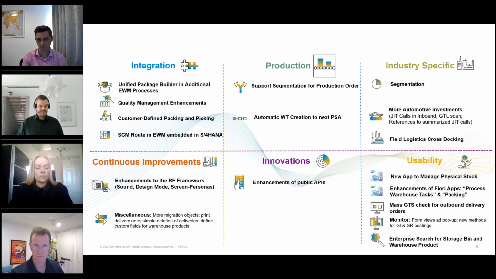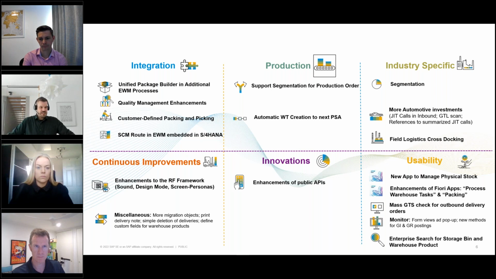If we go to the next slide, just to mention it, we have divided our investment budget into these different areas: integration, production, industry specifics, continuous improvements, innovations, and usability. From the integration side, we did some additional things via the unified package builder. This is where we try to harmonize our packaging instruction, packaging specification, and the package builder out of TM, so that you can decide in the application which master data and which algorithm you would like to use.